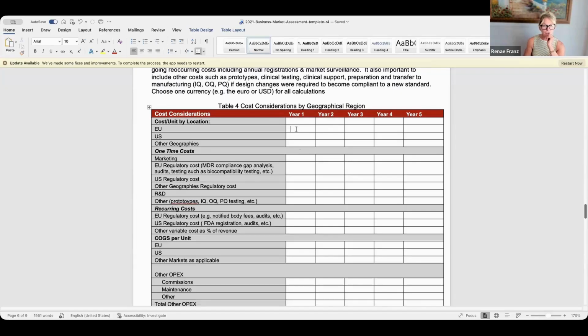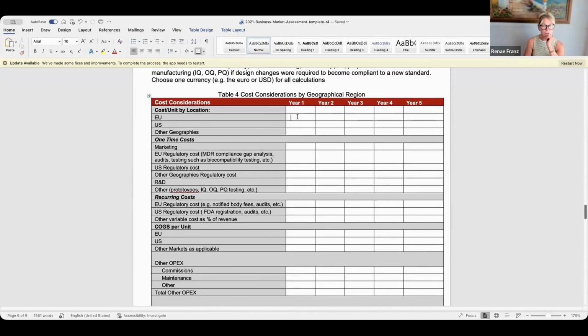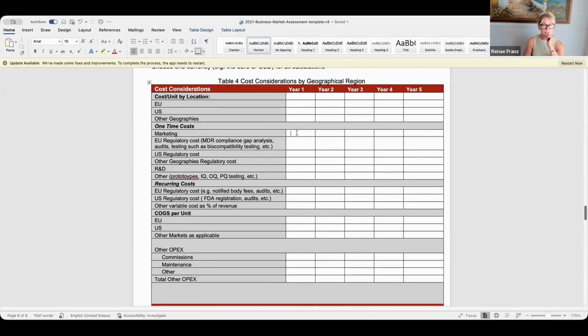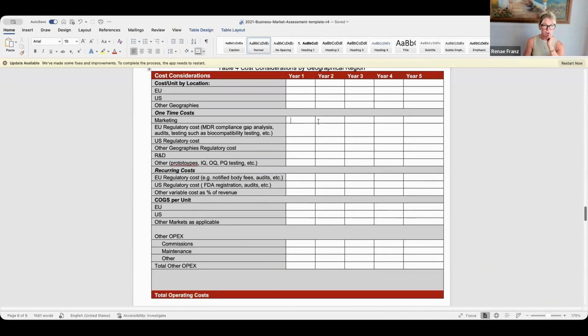So you have here cost by unit, by location. That's EU, US, other geographies. You have your one-time costs, so you have your marketing costs, and then here's where you have your regulatory costs.